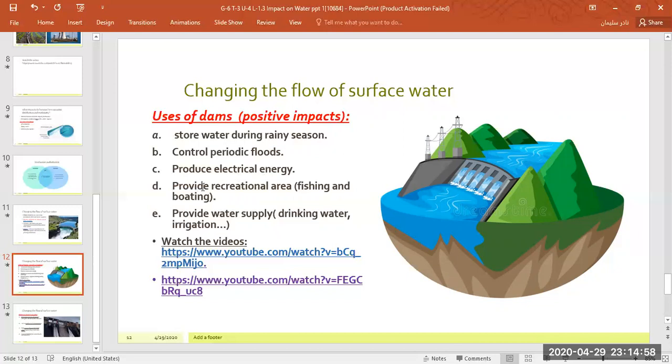Also, dams provide recreational areas, like people go and do boating activities and fishing activities there. Also, dams provide water supply. So this water will be used as drinking water. Also, this water will be taken to farms for irrigation. So this is an important source for drinking water.